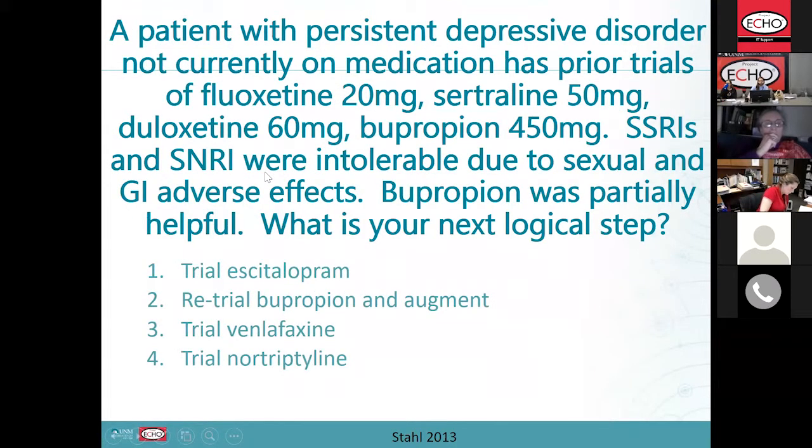And next question here. A patient with persistent depressive disorder not currently on medication has prior trials of fluoxetine 20 milligrams, sertraline 50 milligrams, duloxetine 60 milligrams, bupropion 450 milligrams. SSRIs and SNRI were intolerable due to sexual and GI adverse effects. Bupropion was partially helpful. What makes sense next logically? Does it make sense to trial escitalopram? That's 1. Does it make sense to retrial bupropion and augment? That's 2. Does it make sense to trial venlafaxine? That's 3. Or does it make sense to trial nortriptyline? That's 4.